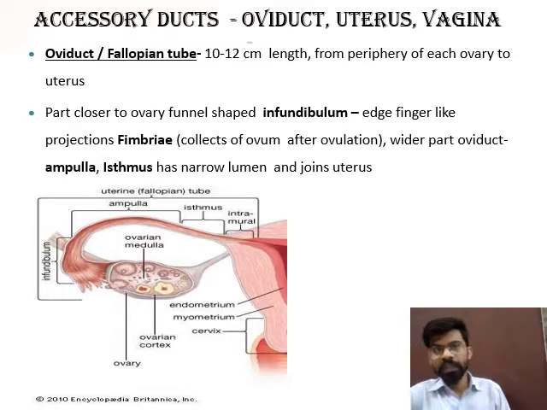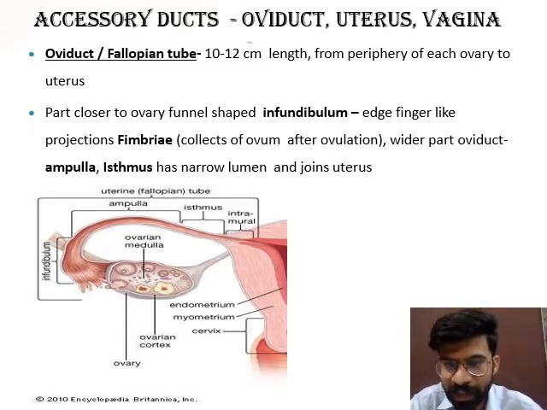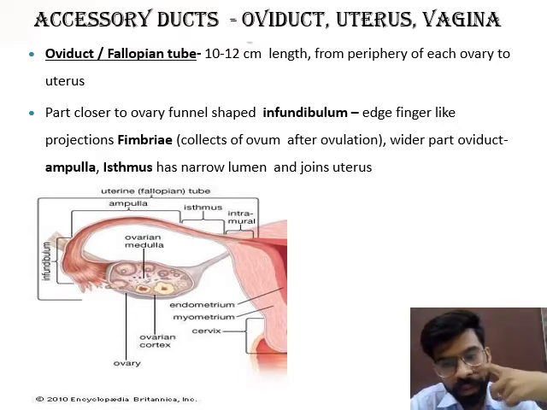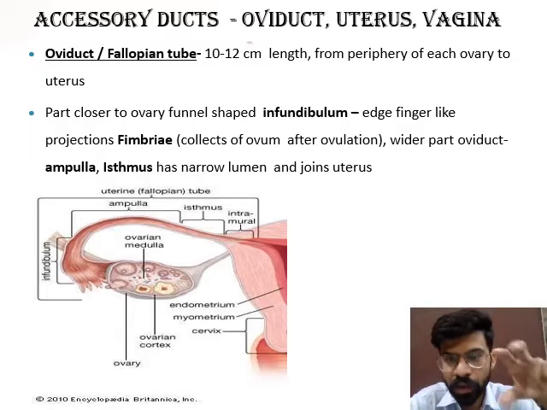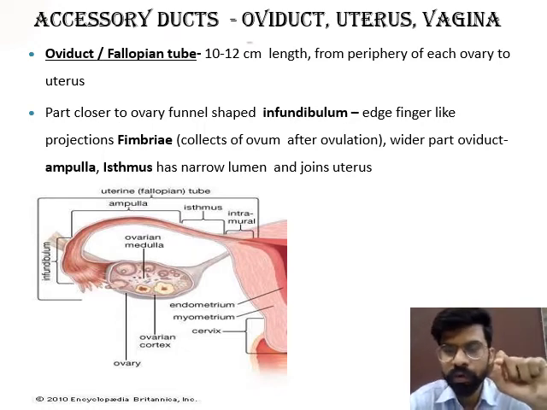So, the first topic of today's lecture is accessory ducts. What are the accessory ducts? Accessory ducts are those which help in reproduction. There are two types of functions in our male or female reproductive system. The first function is to produce gametes, the male gametes and the female gametes. Male gametes are produced by the testes, and female gametes are produced by the ovaries.